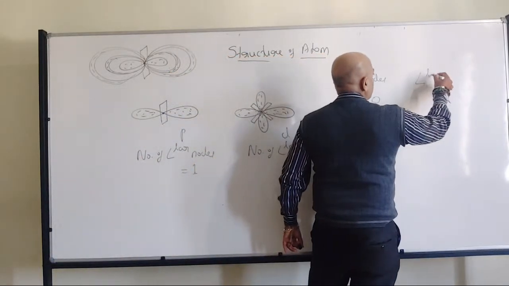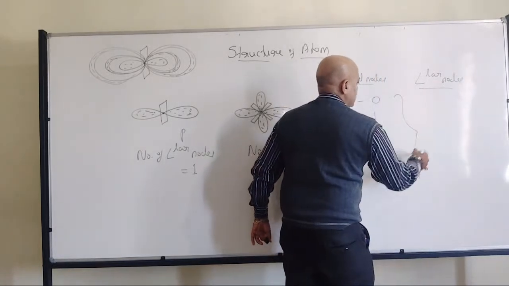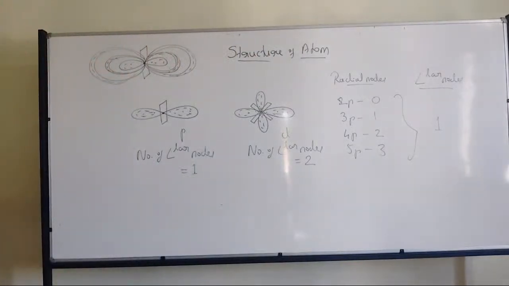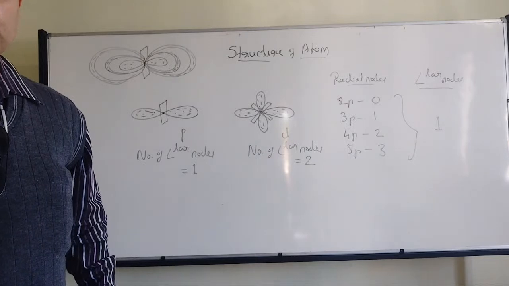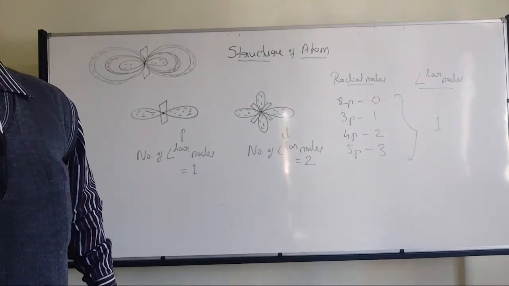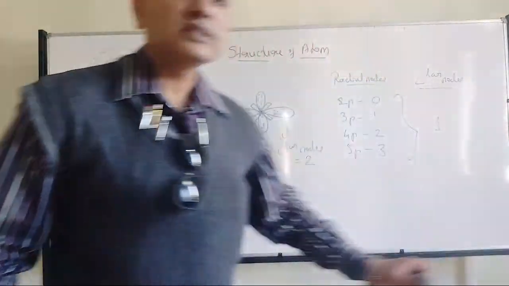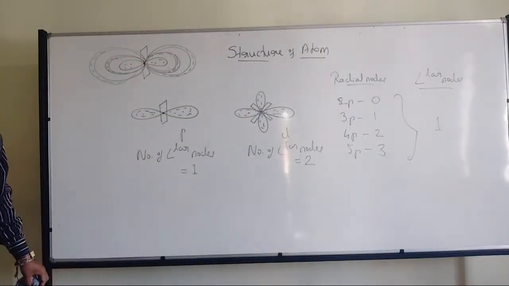But when it comes to angular nodes, in all these cases it will be 1 only, constant. With respect to the p subshell, it will be 1 only. All of you have understood? Same logic is applicable for d subshell also. All of you have understood? Any doubts? Any doubts in this regard? Whether I am clear?